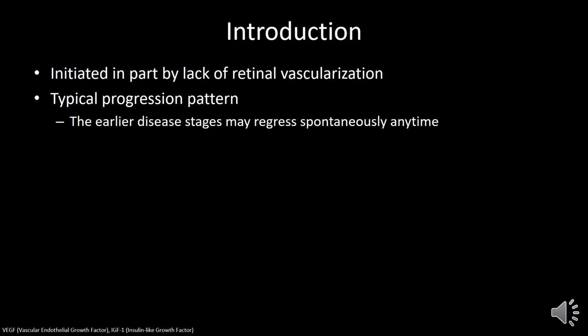ROP is a complex disease process initiated in part by a lack of retinal vascularization in premature infants. It has a typical progression pattern, but in the earlier stages of the disease may regress spontaneously at any time.